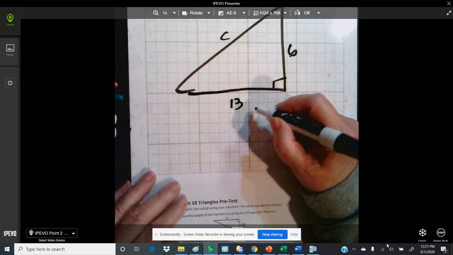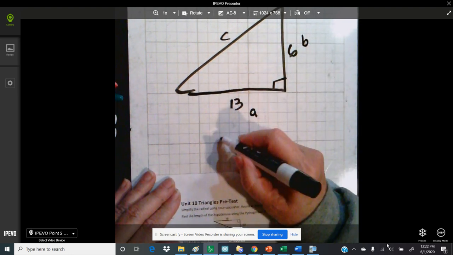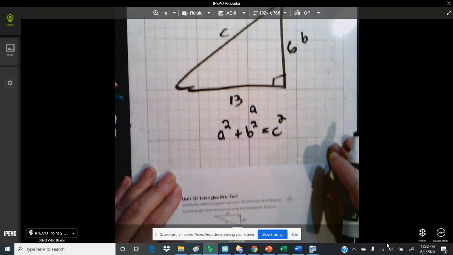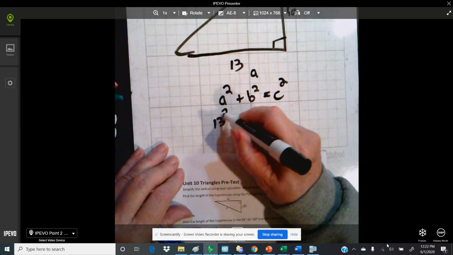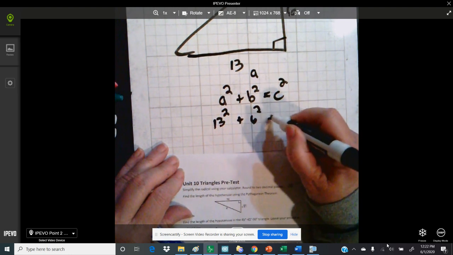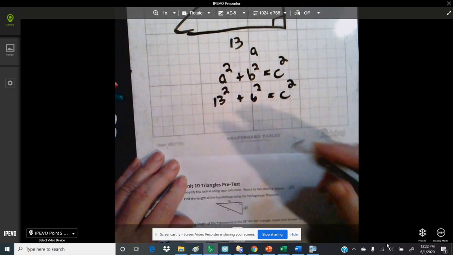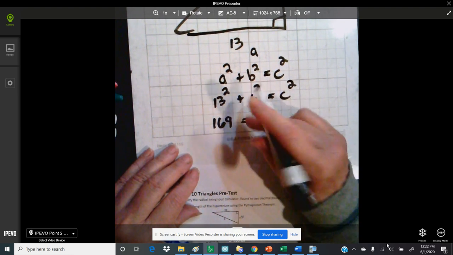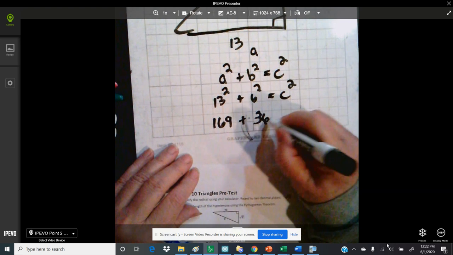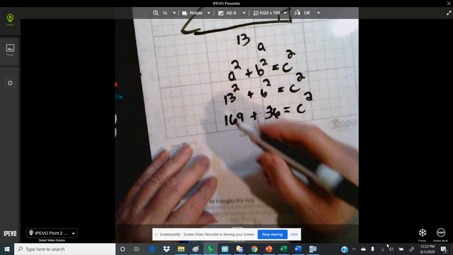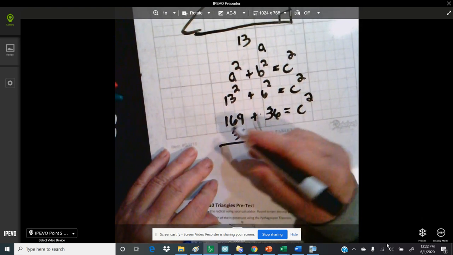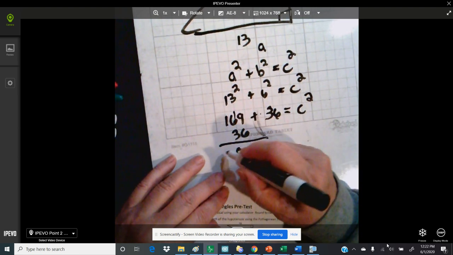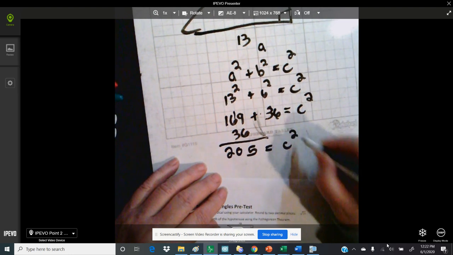So I can say, call this A and call this B. So I can say A squared plus B squared equals C squared. 13 squared plus 6 squared equals C squared. 13 squared is 169. 6 squared is 36, equals C squared. Going to add these two together. 169 plus 36 is 205 equals C squared.